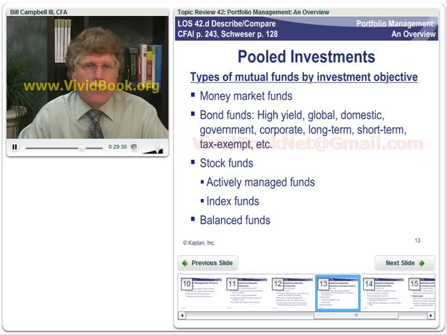Bond funds could be high yield, where they invest in less than investment grade corporate bonds and expect to earn their money through the high yield, the coupon, and possibly price appreciation on those bonds. They could be global, investing in bonds from a number of different countries, or they could be domestic. They're only investing in bonds from the country in which the mutual fund resides. And within domestic, it could be only government bonds, it could be only corporate bonds, it could be a mix of government and corporate bonds.